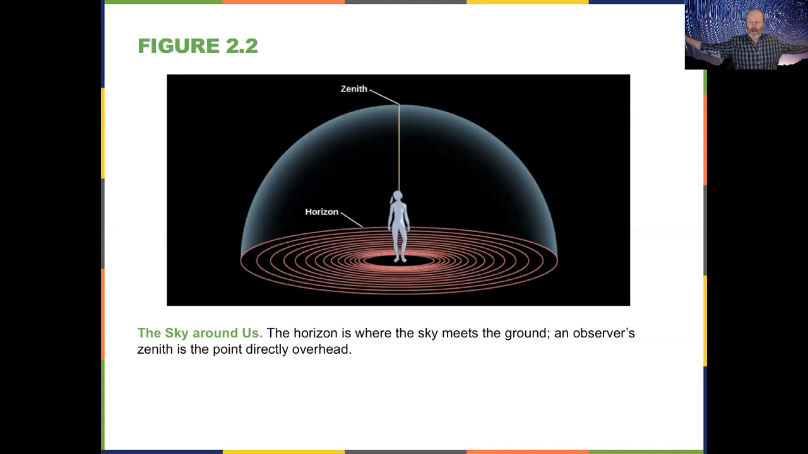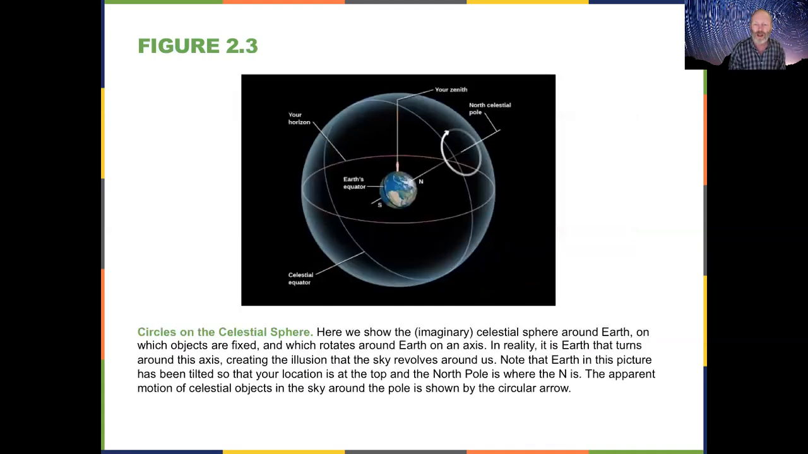So the horizon is in every direction, northeast, southwest, away from your zenith, directly overhead. Where we are on the planet determines what part of the sky we can see because the rest of the sky underneath the planet is being blocked. Our planet rotates on an axis. We call that the pole. It comes out the North Pole and South Pole.